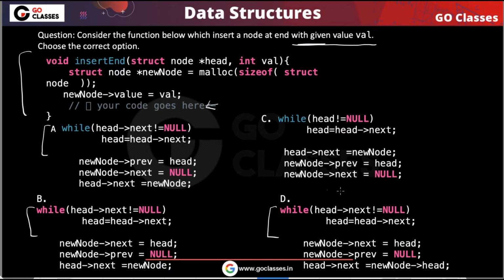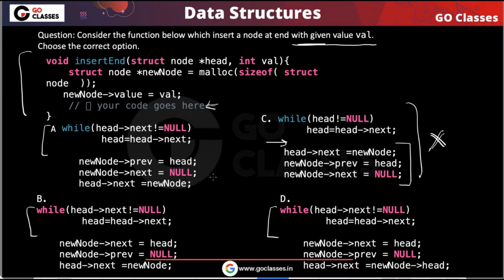The C option is completely wrong, because after this while loop head will actually be null, and null next does not make any sense. In fact, it will be an error. So C option you can straight away reject, right? That is why C option is actually wrong. Let me work with A and B. A and B seem a reasonable choice.